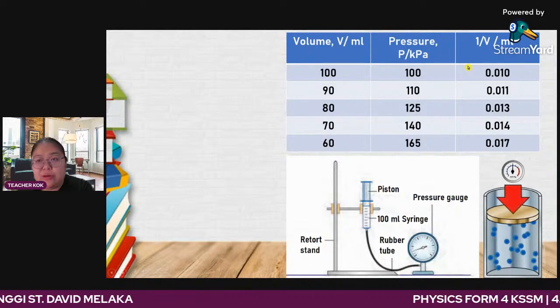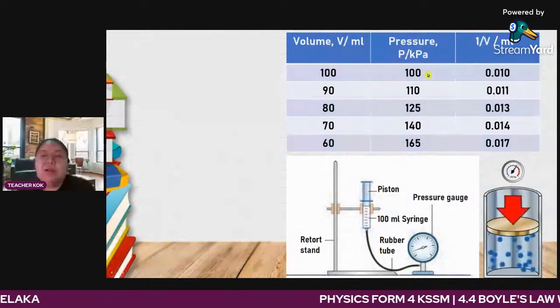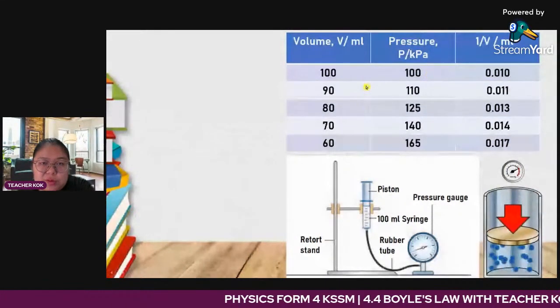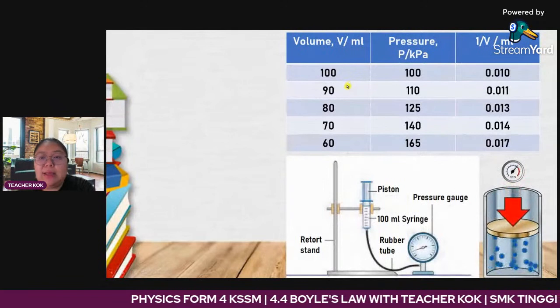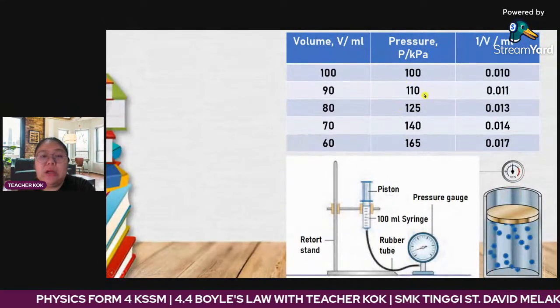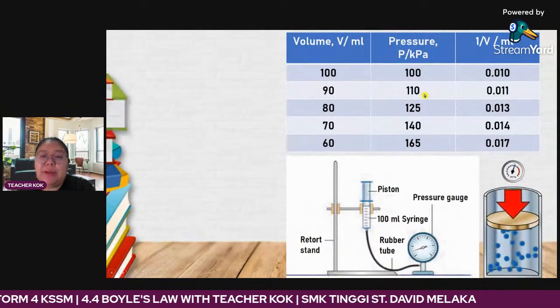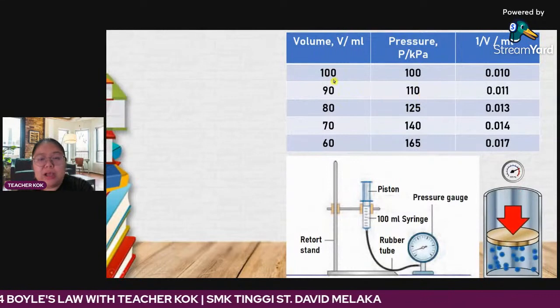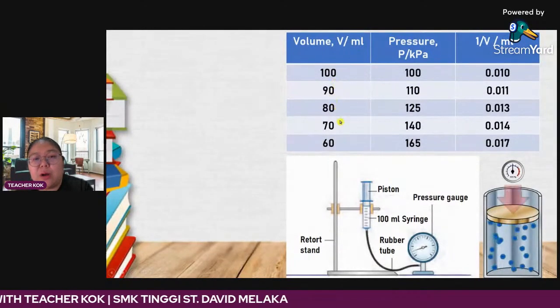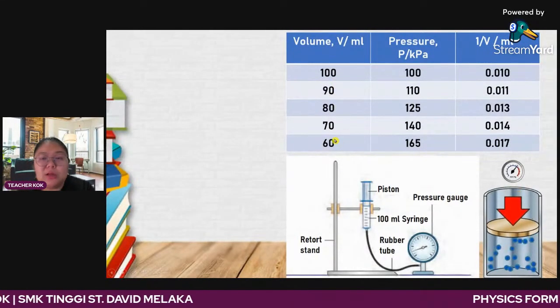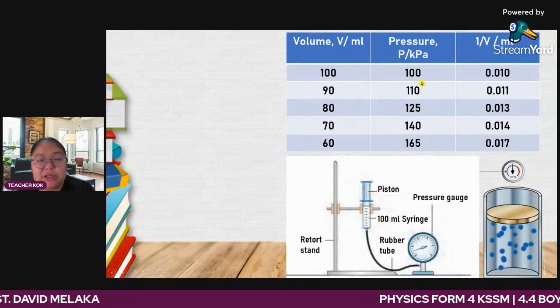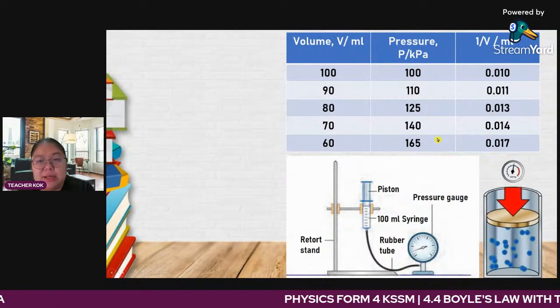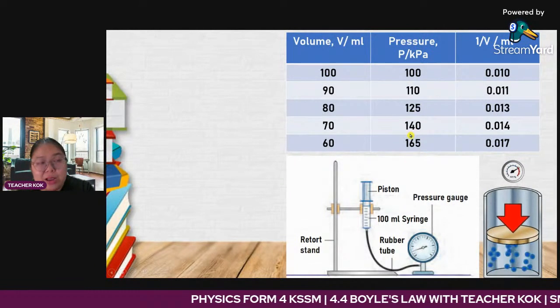The pressure is now in kilopascal. So from here, second round, I press. The volume becomes 90. I read again from the pressure gauge. It becomes 110. So I continue to compress, the volume becomes smaller. So you can see the pressure keeps increasing until 165.